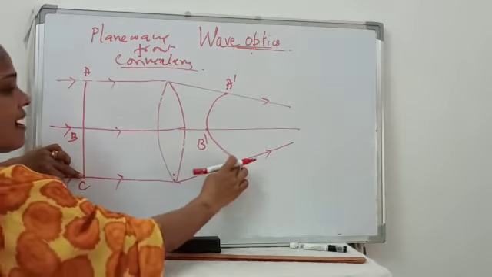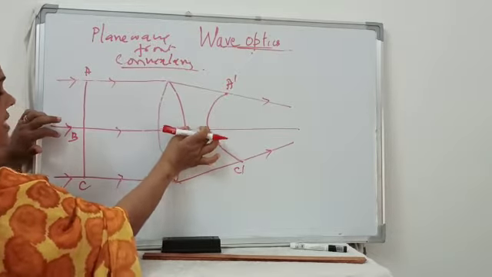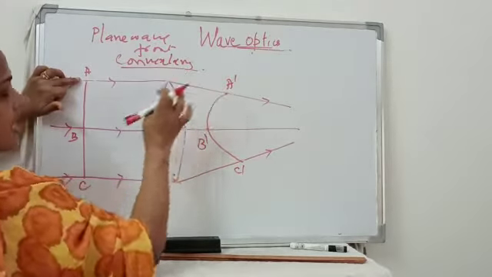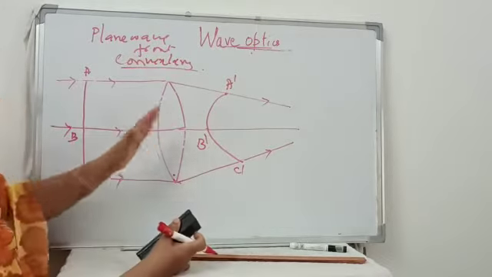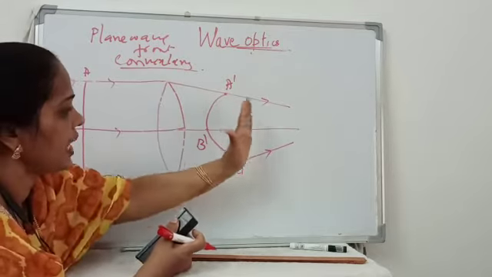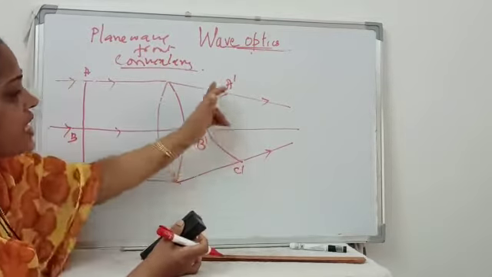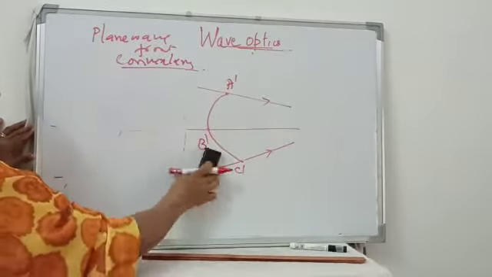At A and C, after refraction, it travels a longer distance. Here, at B, after refraction, it travels a shorter distance. A and C travel a longer distance in order to compensate for the time. That is why when a plane wavefront is incident on a lens, the shape of the refracted wavefront will be spherical. Now, again, I have a question for you.